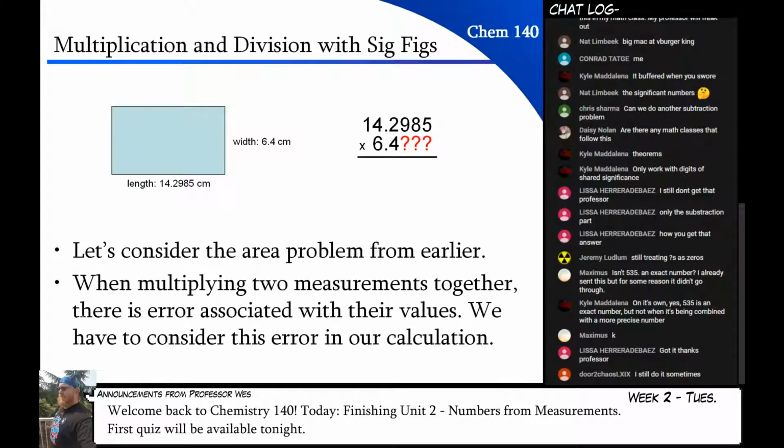And that is to look at the precision of your numbers in terms of how many places they encapsulate. How many sig figs is this number? 14.2985. How many sig figs does that have?